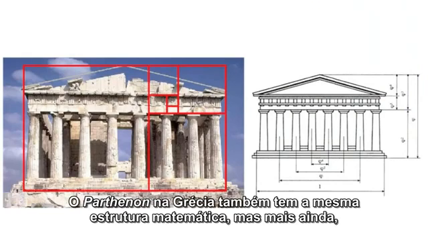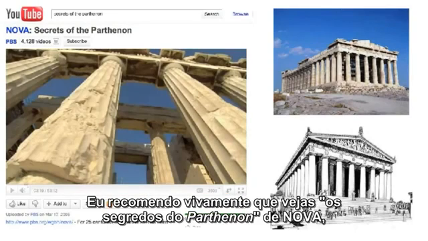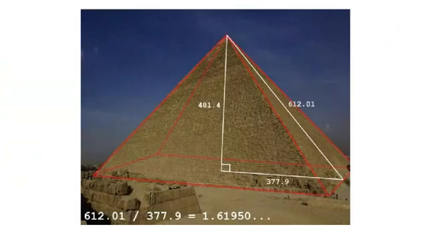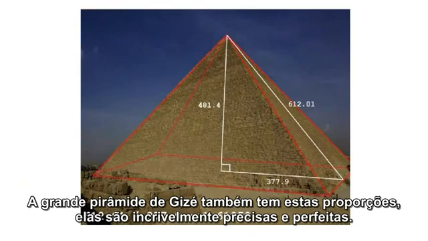The Parthenon in Greece also has the exact same mathematical structure, but even more. I recommend watching Nova's Secrets of the Parthenon if you wish to learn more about this, because the stuff that they find is really cool. The Great Pyramid in Giza also has these proportions. They're incredibly precise, perfect in every way.